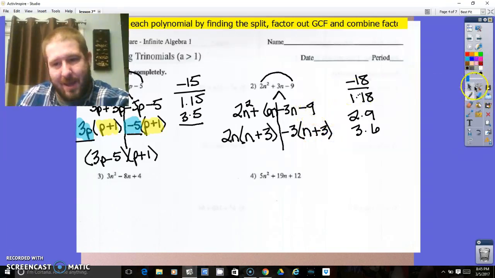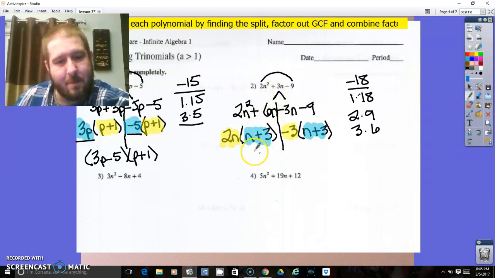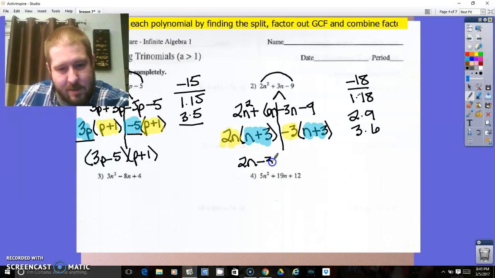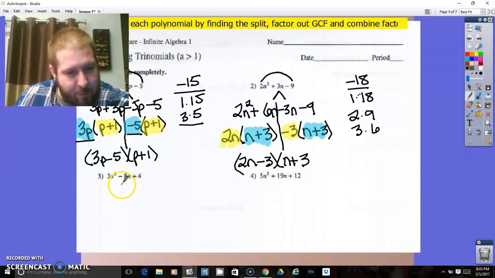So notice what happened again. The outsides are going to get combined together, and the insides are exactly the same. If you get different things on the inside of both parentheses, that means you messed up, and it is not correct. So 2n minus 3 gets combined, and then the other one is n plus 3. All right, question number 3.